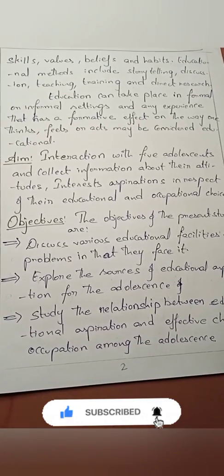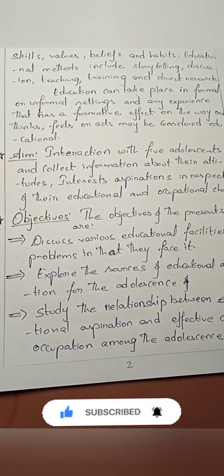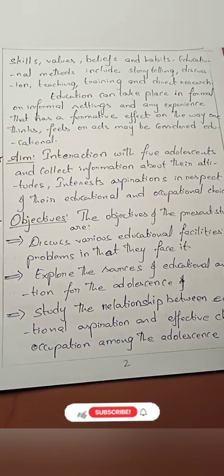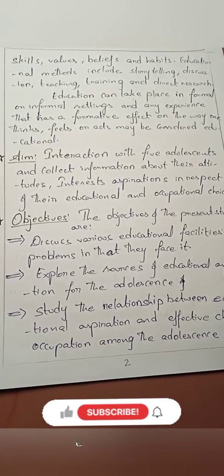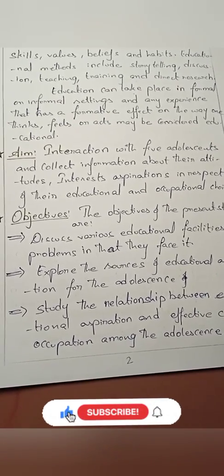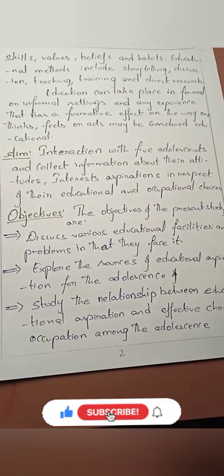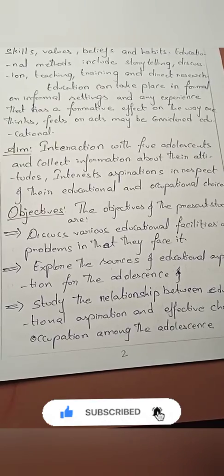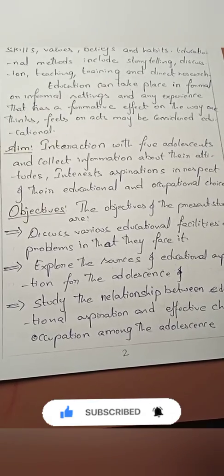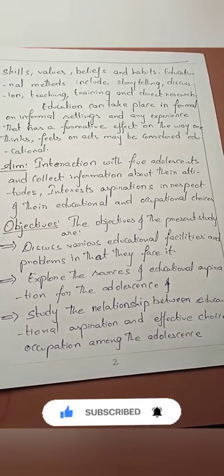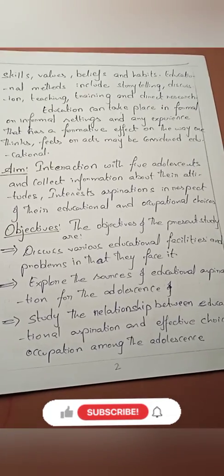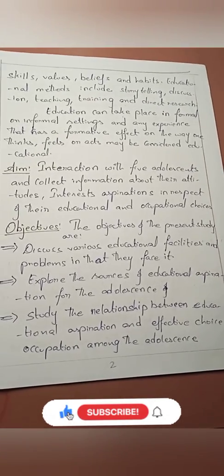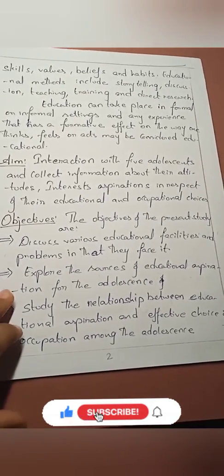Aim. Interaction with 5 adolescents and collecting information about their attitudes, interests, and aspirations in respect of their educational and occupational choice. Objectives. The objectives of the present study are to discuss various educational facilities and the problems they face in it, to explore the sources of educational aspirations for the adolescents, and to study the relationship between educational aspiration and the effective choice of occupation among the adolescents.